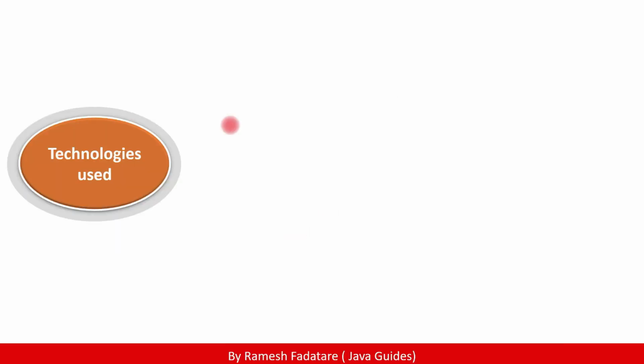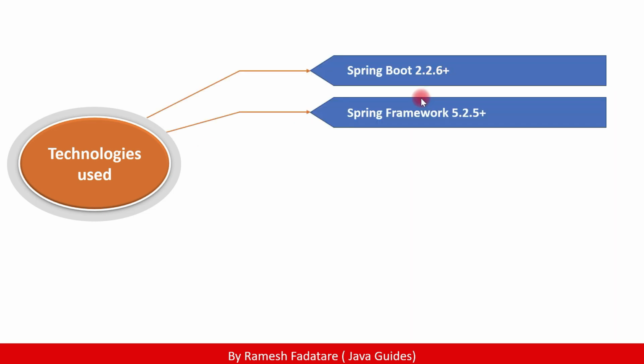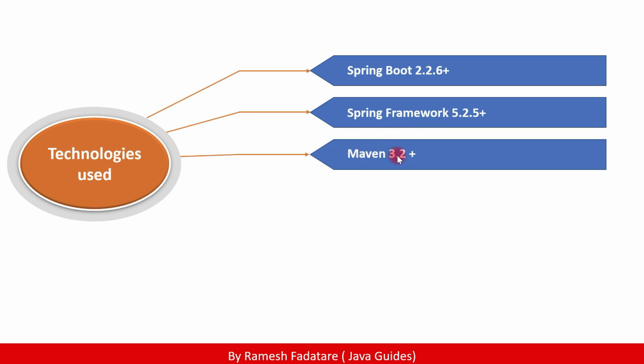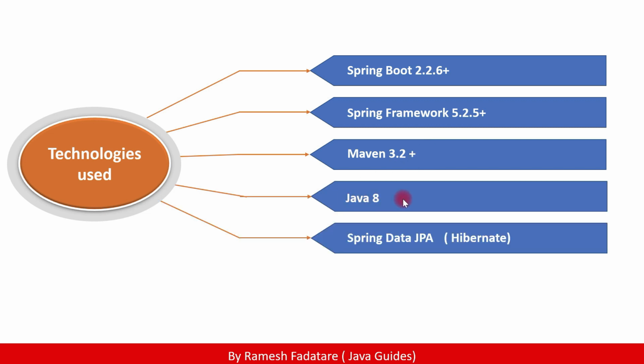Now let's have a look at the tools and technologies that we'll be using. We'll use Eclipse IDE to develop our Spring MVC web application. We use Spring Boot 2.2.6. This is the latest release of Spring Boot as of now, and Spring Boot 2 internally uses Spring Framework 5. We are going to use Maven for dependency management and as the project build tool, and we're going to use Java 8.